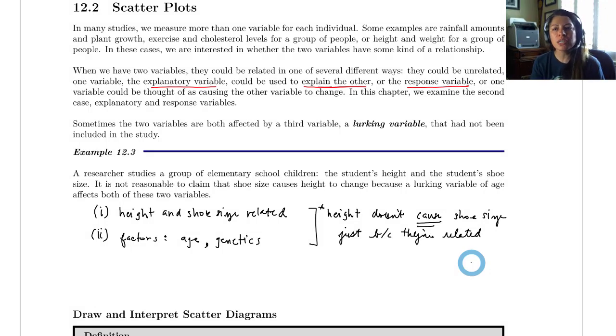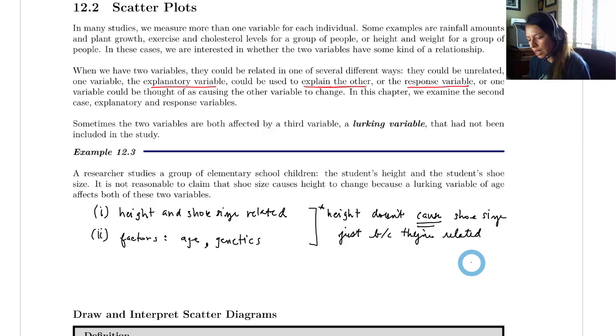And then we're going to test how significant that relationship is. That's why we talk about explaining one or the other. Height can explain shoe size to some degree, because as someone gets taller, we expect their shoe size to increase, but it doesn't mean height is the sole cause of shoe size. And I think that's what we really need to differentiate here.